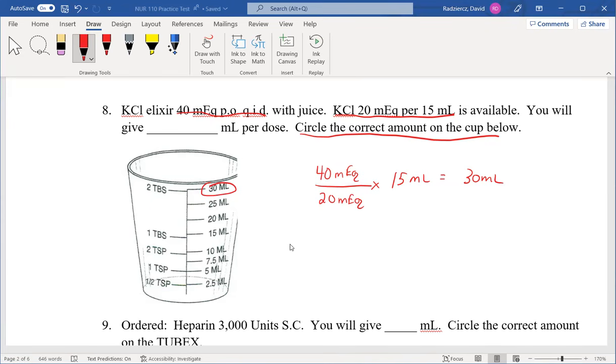If they asked you to mark the cup so that it looks like it's full, then you would just shade in the cup. But the directions here say to circle the correct amount.